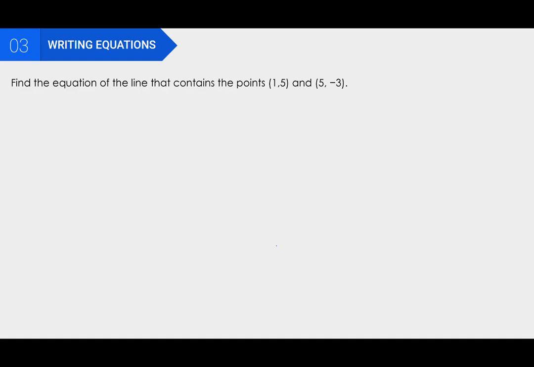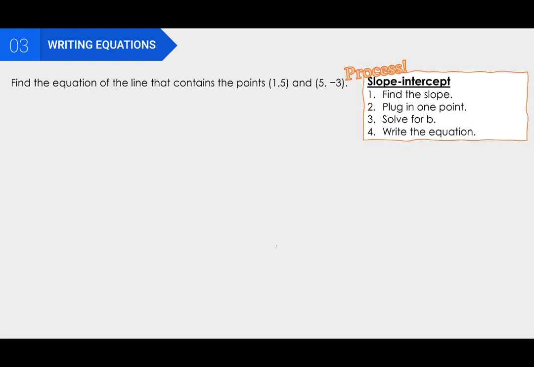Let's try it out with one pair of points. So first it says find the equation of a line that contains the points (1, 5) and (5, negative 3). We're going to use these for 3 different forms. So let's start with the process for slope-intercept form. We need first, for all of these, the slope. So I'm just going to find the slope up here. x1, y1, x2, y2. So 5 minus negative 3, over 1 minus 5, that's going to be positive 8 over negative 4. My slope that I'm going to keep using is negative 2.